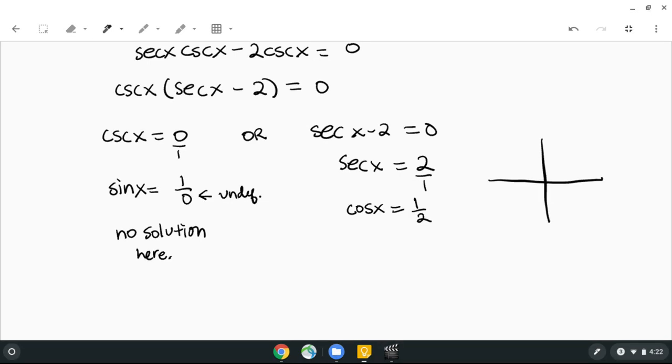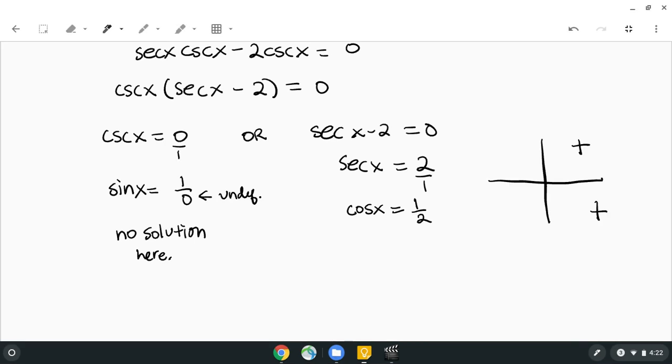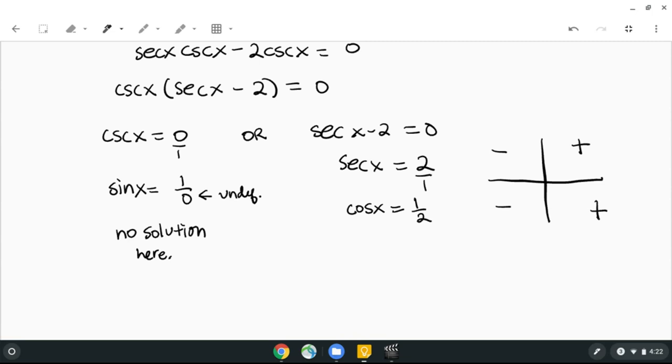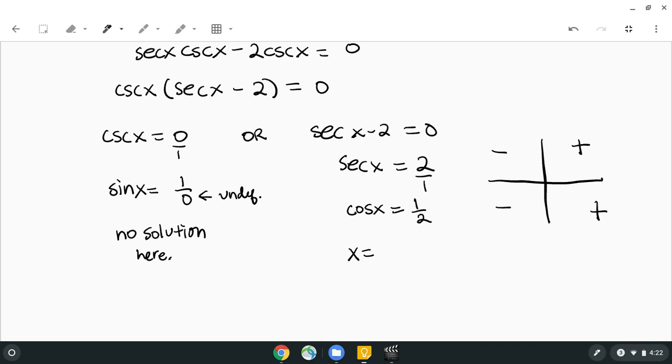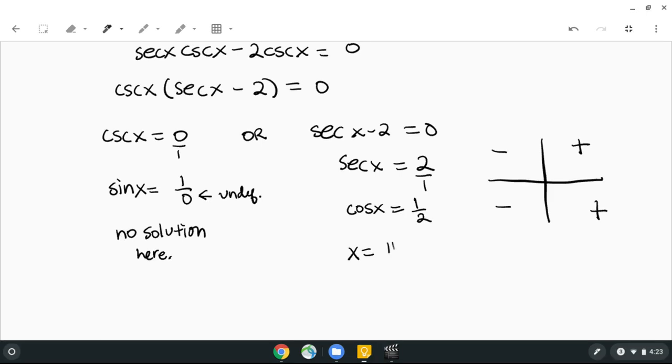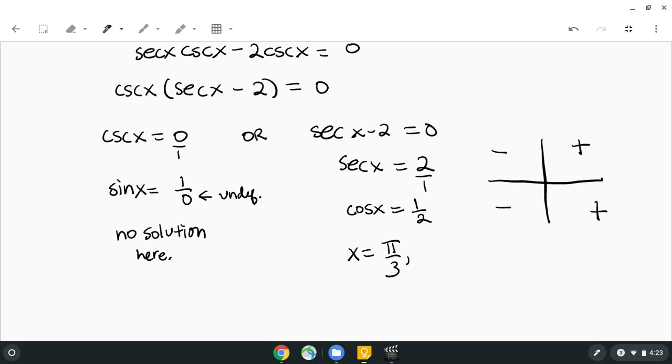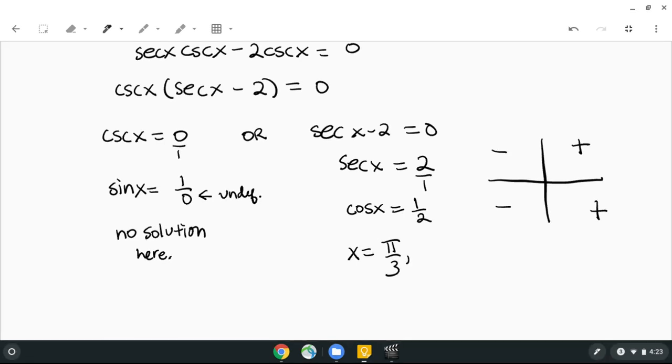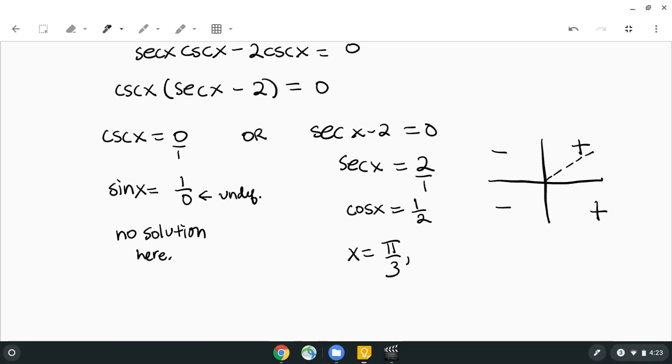Okay, and it's positive. So remember, cosine is positive here and here, negative over here and here, because cosine is associated with the x values, and x values are positive there and there. So that would be pi over 3, which comes from here. And then the other one would be way down here.